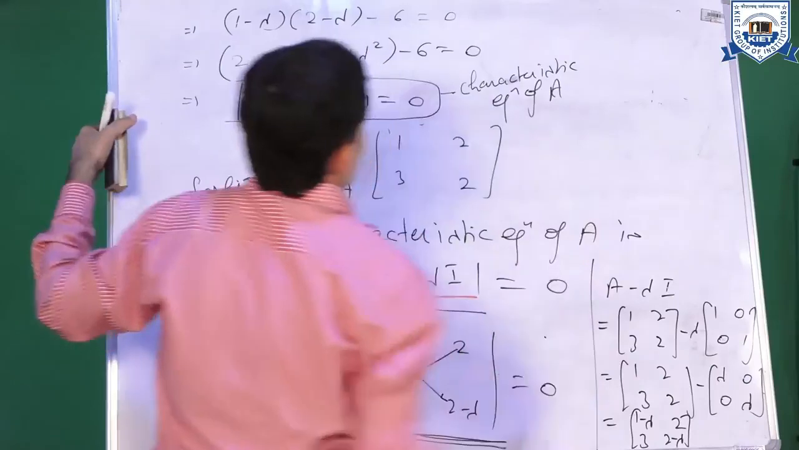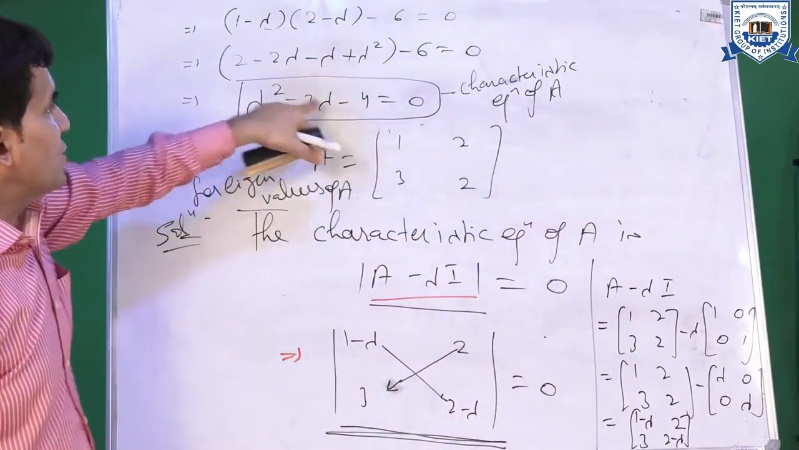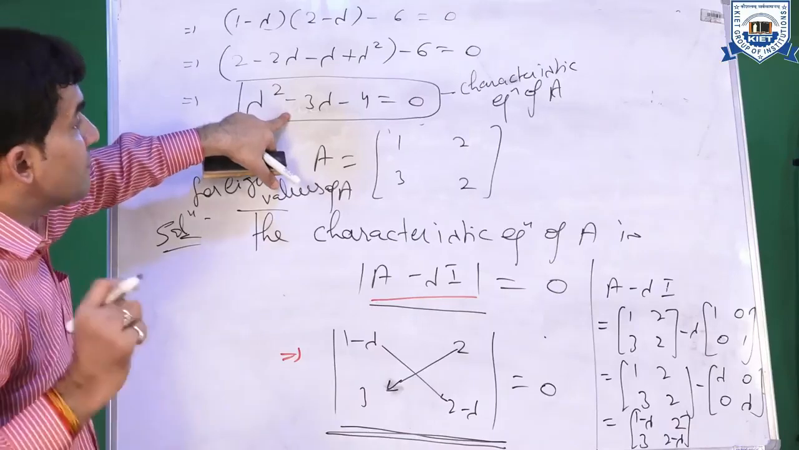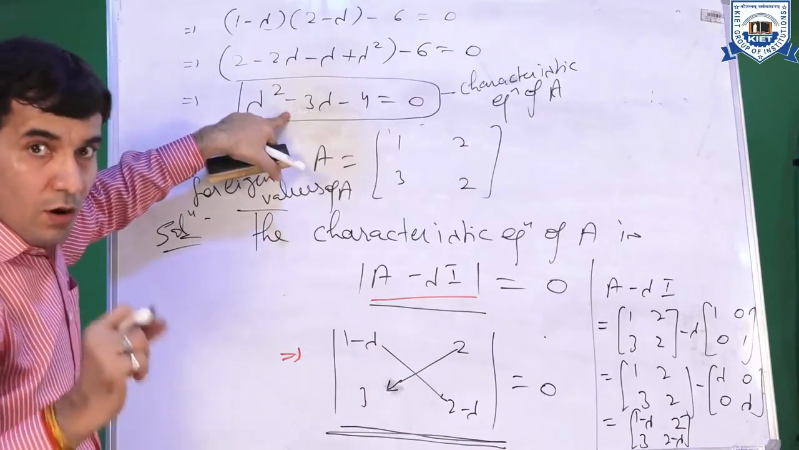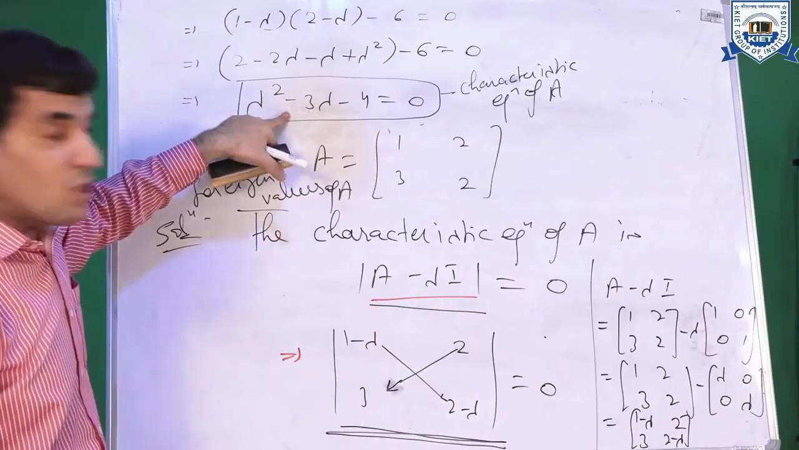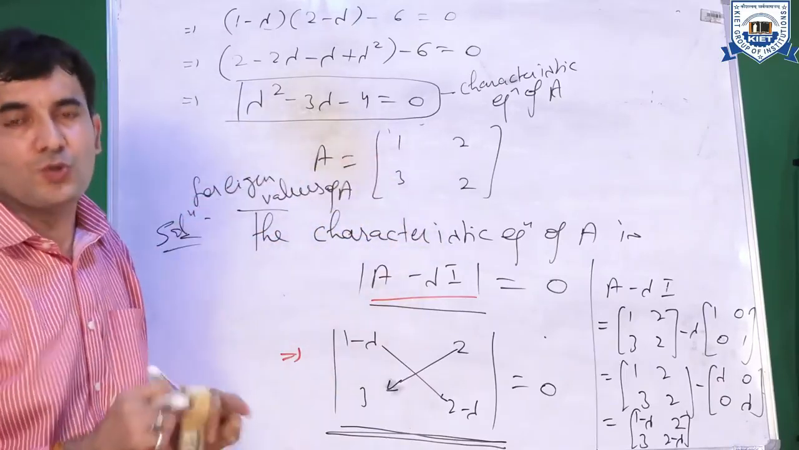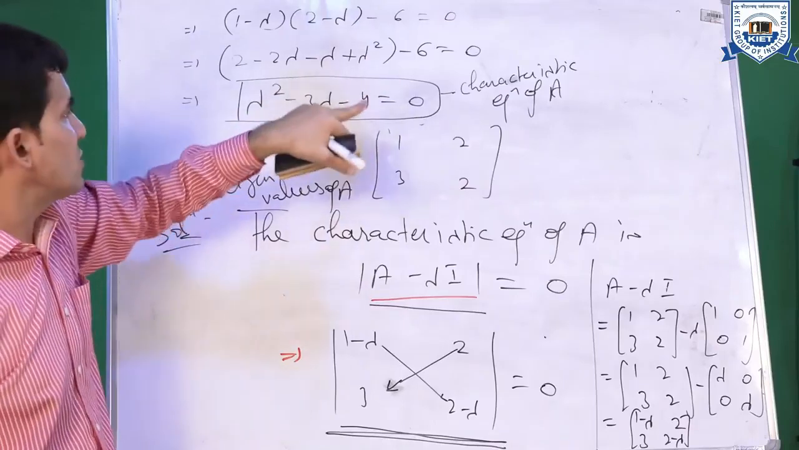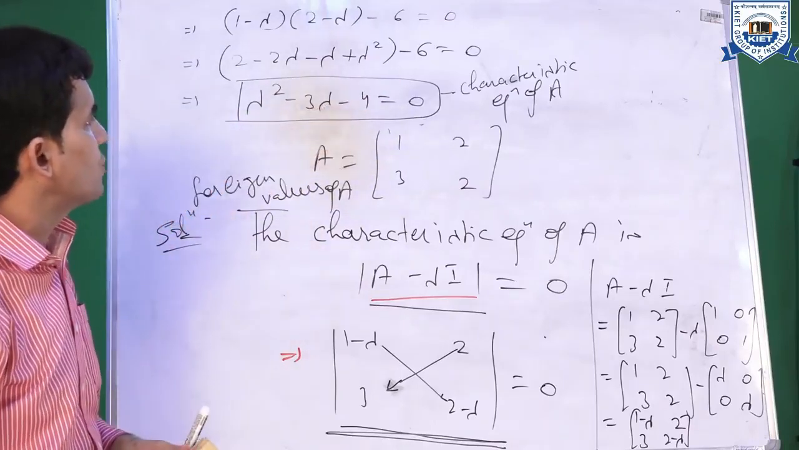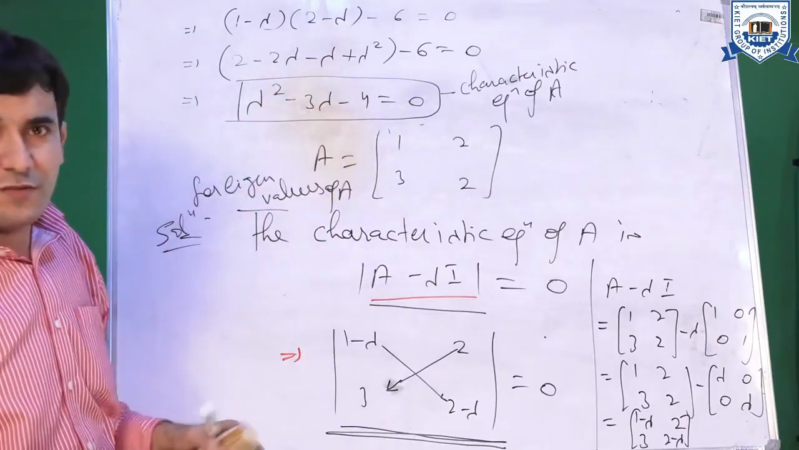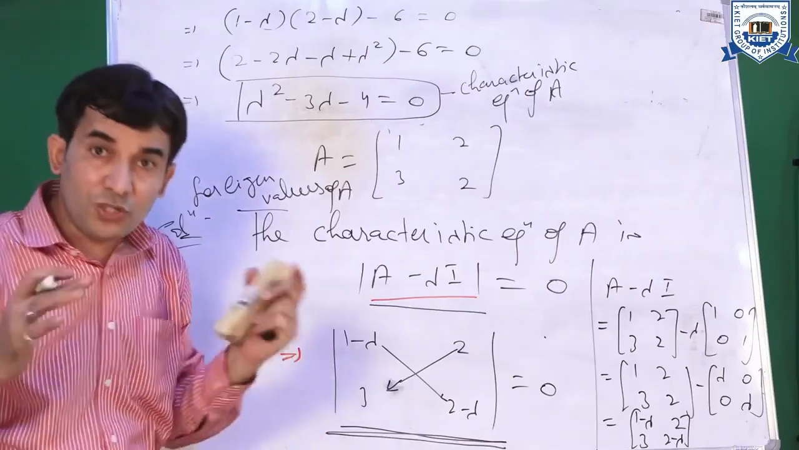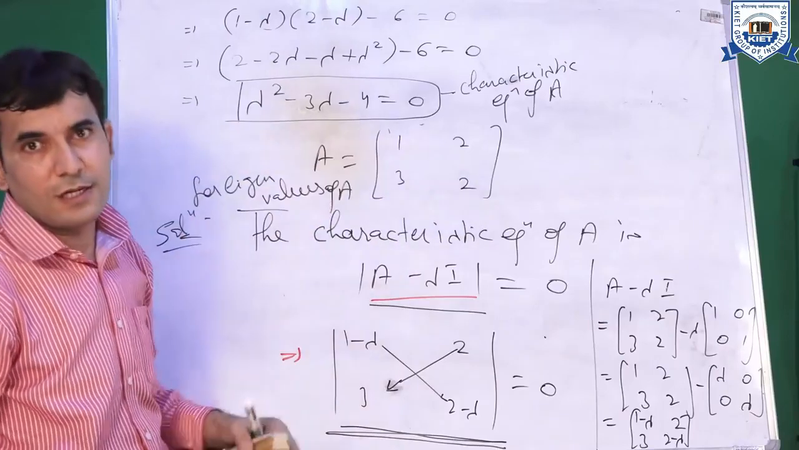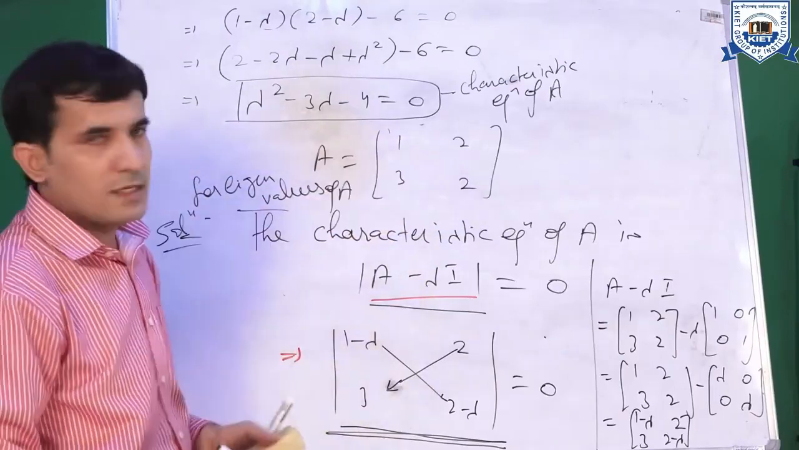This is the characteristic equation of matrix A, which is an algebraic equation in lambda of degree 2, because the size of this matrix is 2 cross 2. So we have this equation, lambda square minus 3 lambda minus 4 is equal to 0. On solving this equation, we will get two values of lambda, and these two values of lambda are known as eigenvalues for this matrix capital A.